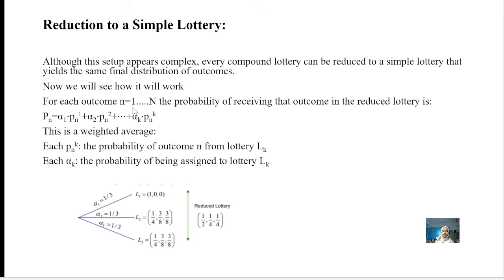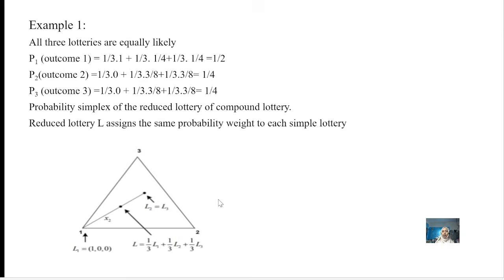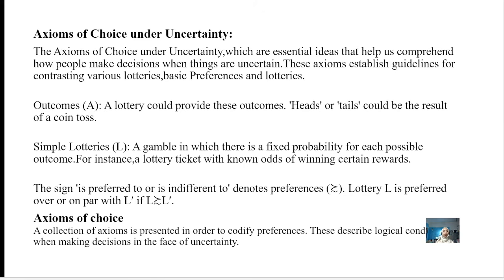Here for each outcome n equal 1 up to N, the probability of receiving that outcome in the reduced lottery is Pn equals alpha 1 Pn1 plus alpha 2 Pn2 up to the summation of alpha k Pnk. Here Pnk is the probability of outcome n from lottery Lk, and alpha k is the probability of being assigned to lottery Lk. Here we can see the graphical representation of the reduced lottery.